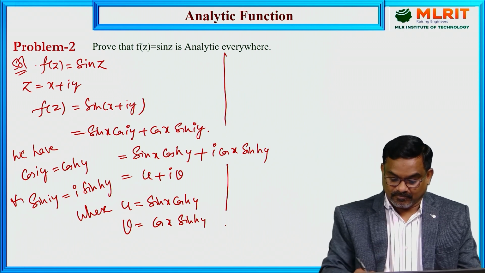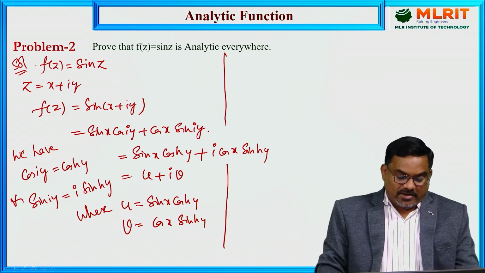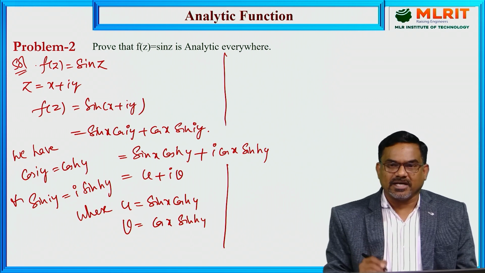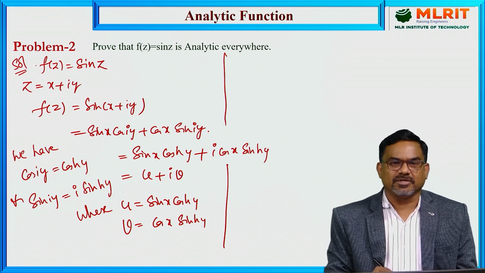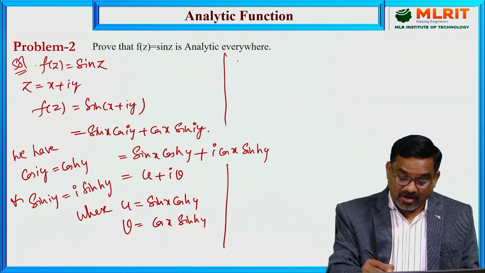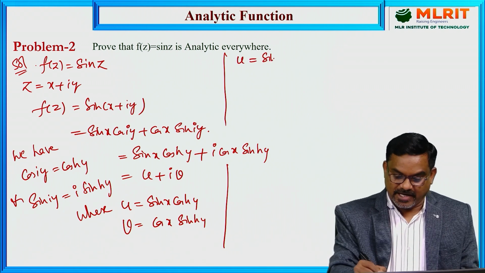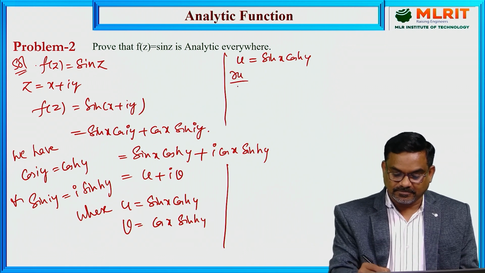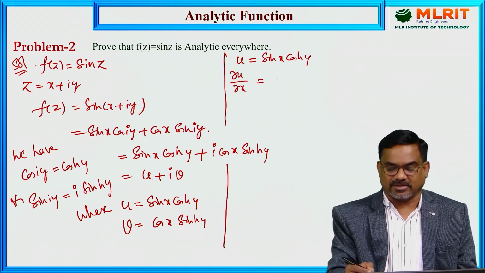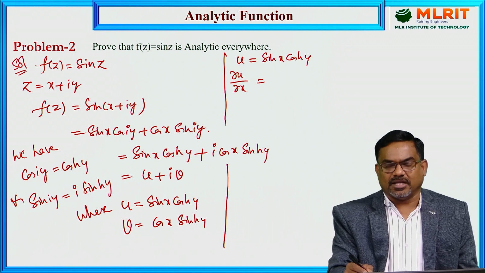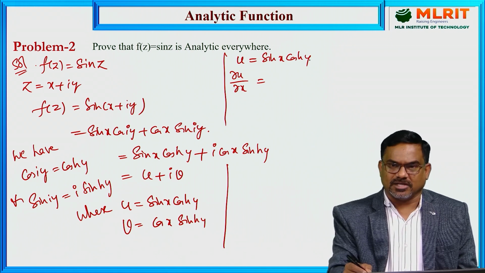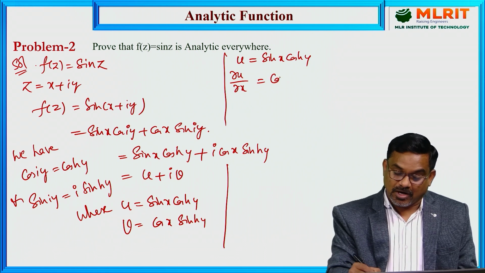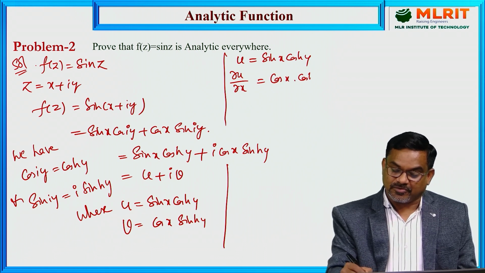Now, let us check whether u and v satisfy Cauchy-Riemann equations or not. To check that, first we need to find the partial derivatives of u and v with respect to x and y. Now, first u is sin x into cosh y. The first one is ∂u/∂x, with respect to x, so we treat the other independent variable as constant. So cosh y is constant. And what is the derivative of sin x? That is cos x. So cos x into cosh y.